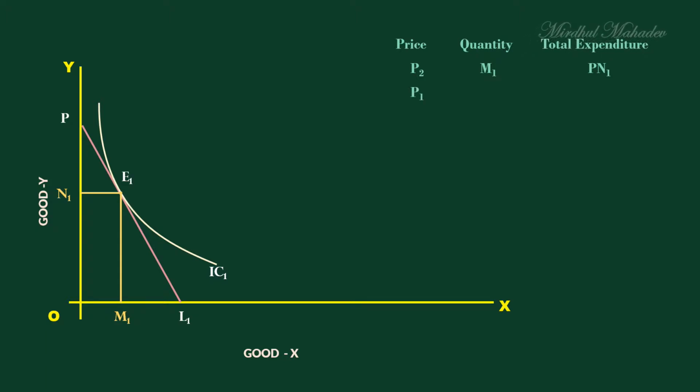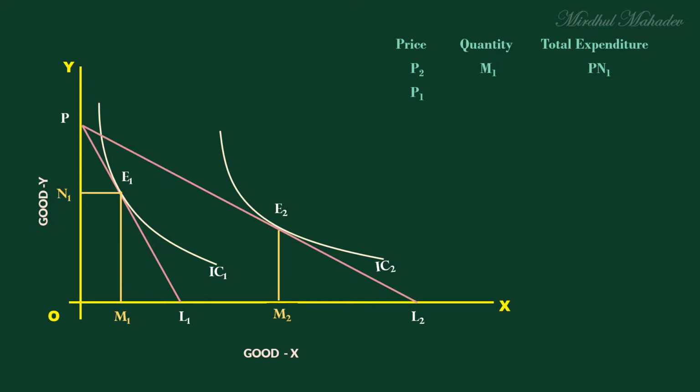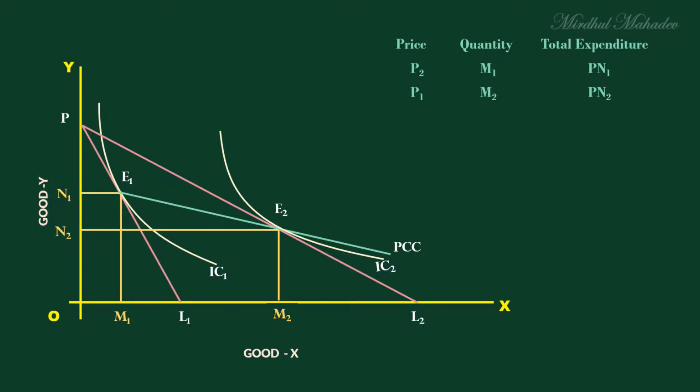Price falls to P1. The new price line is PL2. The consumer buys M2 units of good X. The total expenditure incurred on good X is Pn2 units of good Y. It is time to find the elasticity of demand. For this, we have to do two things.